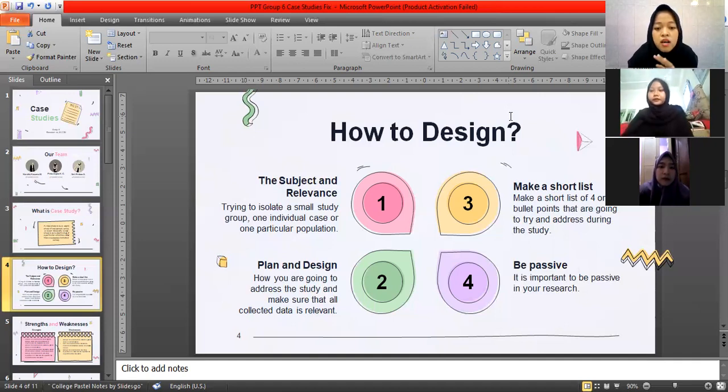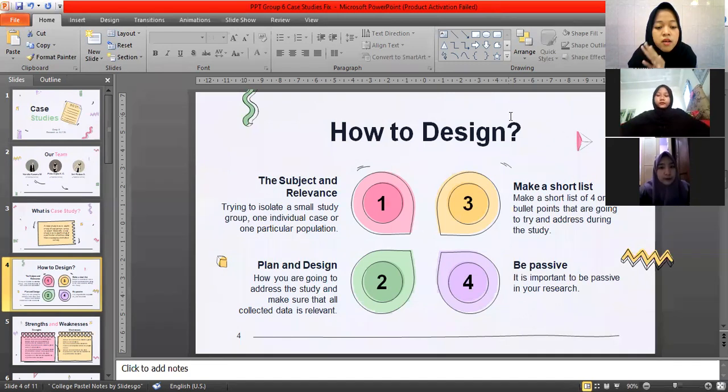It means that make a short list of 4 or 5 bullet points that you are going to try and address during the study. If you make sure that all research refers back to this, then you will not be far wrong. And then number 4 is be passive. It means that it is important to be passive in your research.